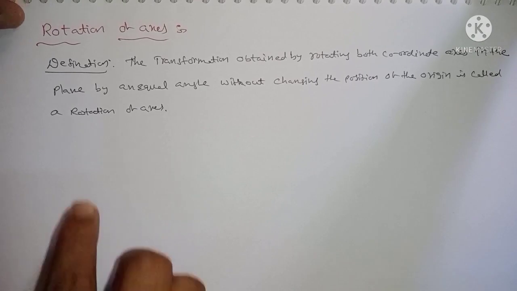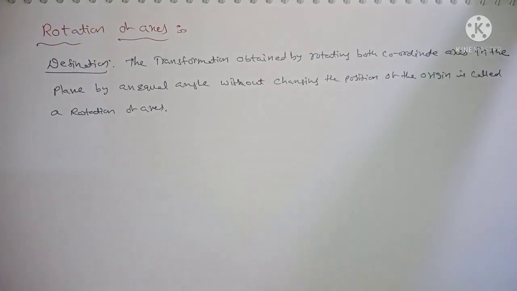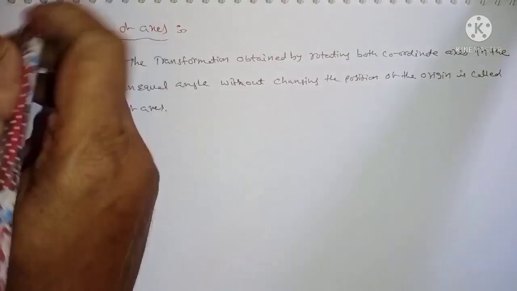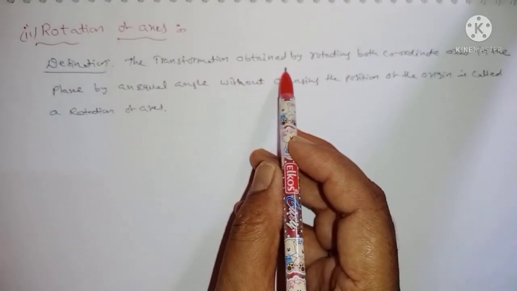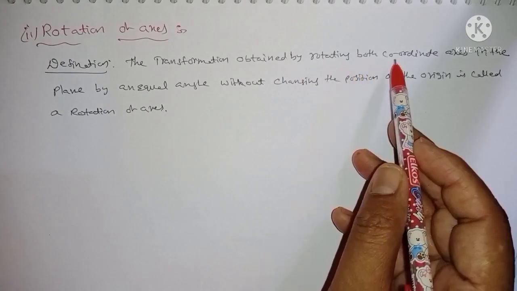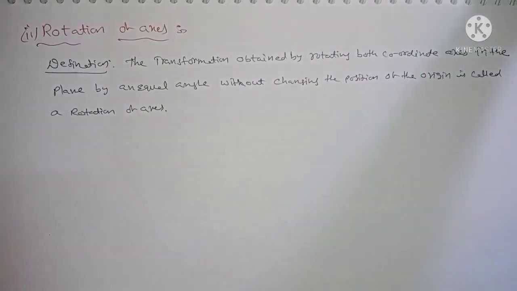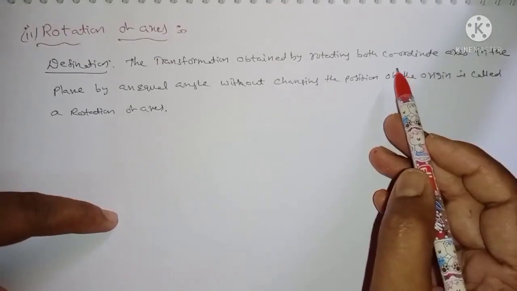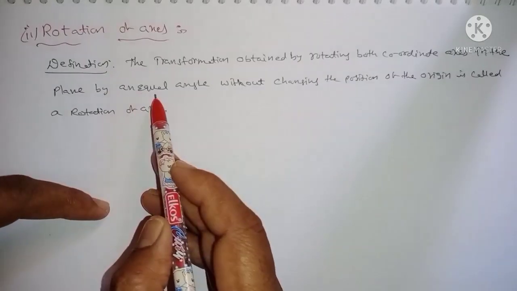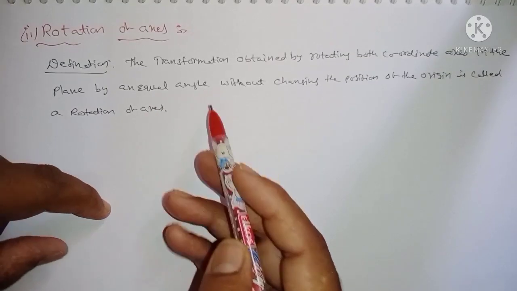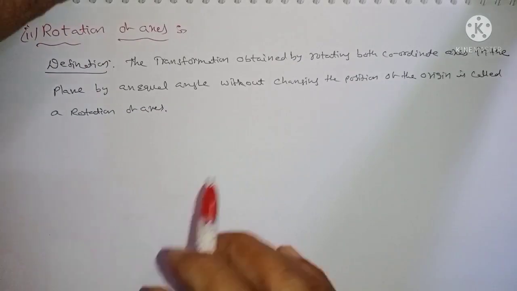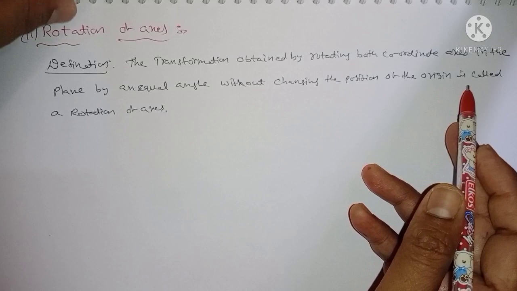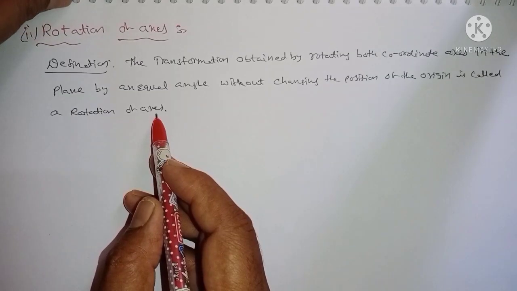Next topic is rotation of the axis. This is the second one. The first one was the transformation of the axis, and this is the rotation of the axis. What is the definition? Observe here. The transformation obtained by rotating both coordinate axes, that is the x axis and y axis, in the plane by an equal angle. OX is rotated by theta and OY also changes by the same theta angle, without changing the position of the origin, is called the rotation of the axis.